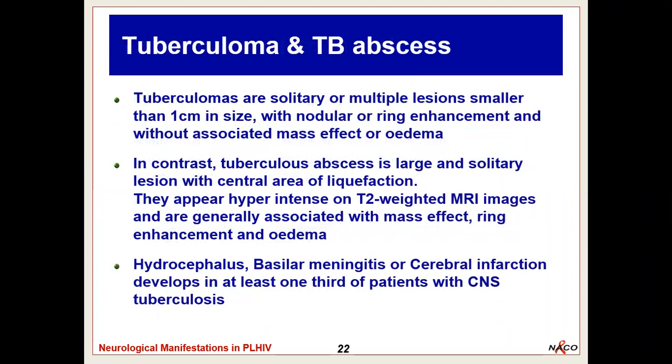So the next entity that we have right now is tuberculoma and TB abscess. The tuberculomas are solitary or multiple lesions, smaller than 1 centimeter in size, with nodular or ring enhancement, and without associated mass effect. In contrast, the abscess is a large, solitary lesion with a central area of liquefaction. In MRI, they appear hyperintense and are generally associated with mass effect and ring enhancement. So that's something which we have to differentiate. And hydrocephalus, basilar meningitis or cerebellar infarction develops in at least 1/3 of patients with CNS tuberculosis.